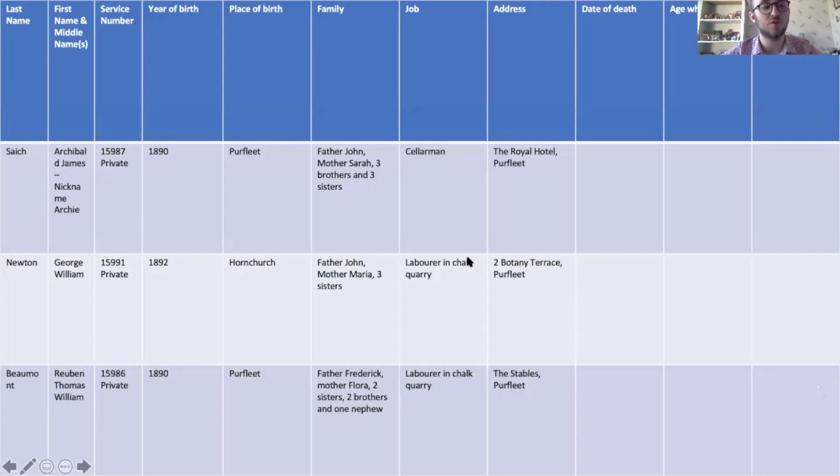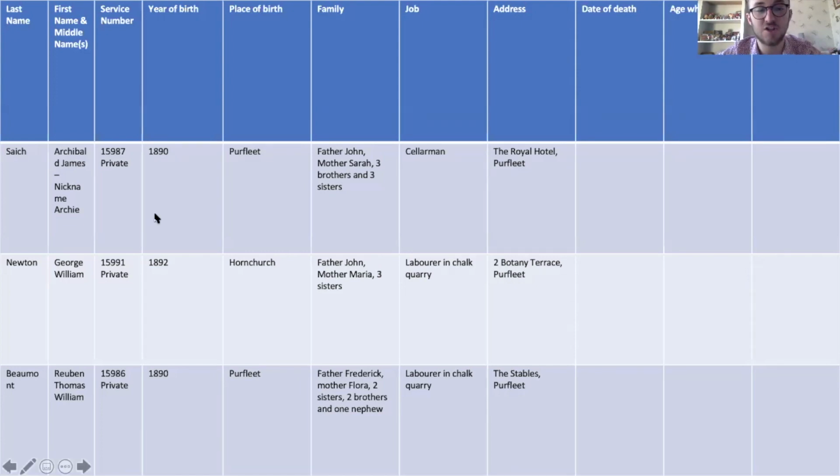Okay, guys, so hopefully you should have done all that now. If you did the challenge task, you'd get all of that information for Beaumont here. Should have got that he was born in 1890, born in Purfleet. That's information about his family there, that he's worked in a similar job to Newton, is listed as similar job, that he's a labourer in the short quarry.